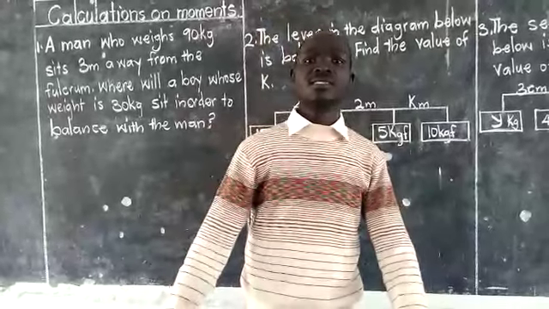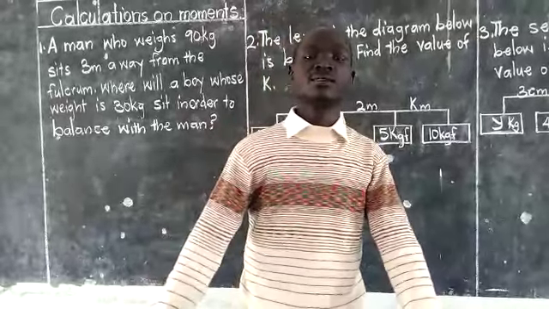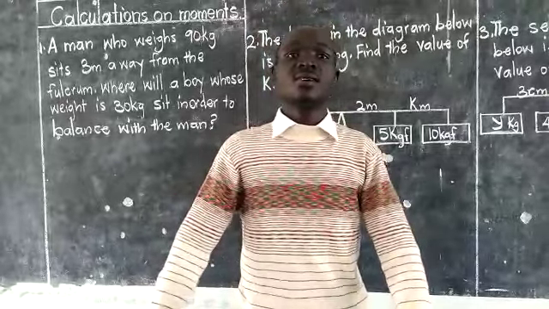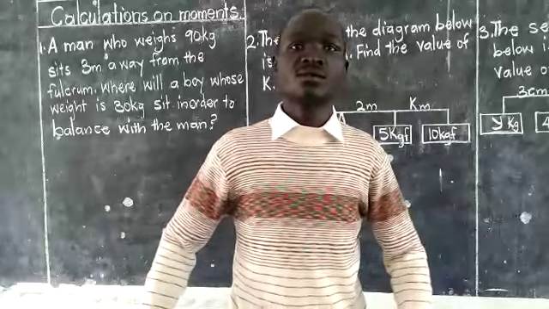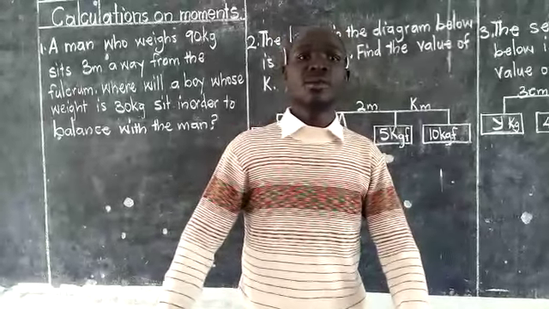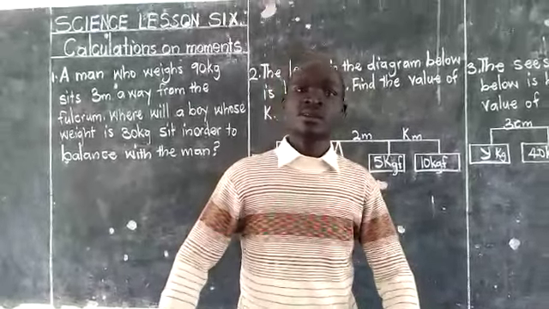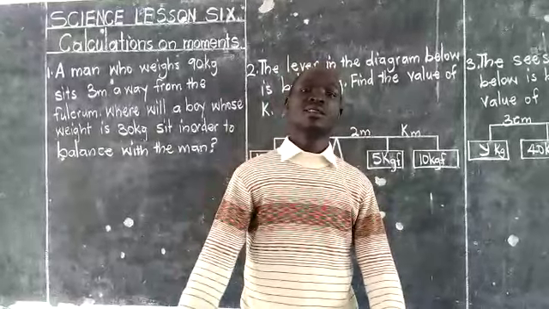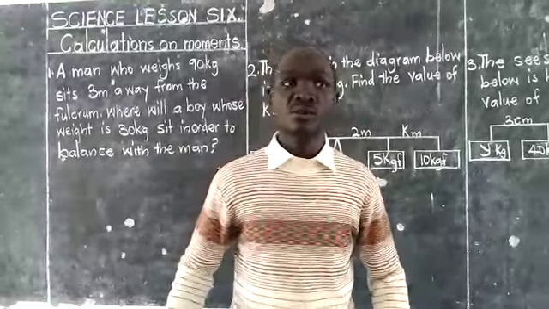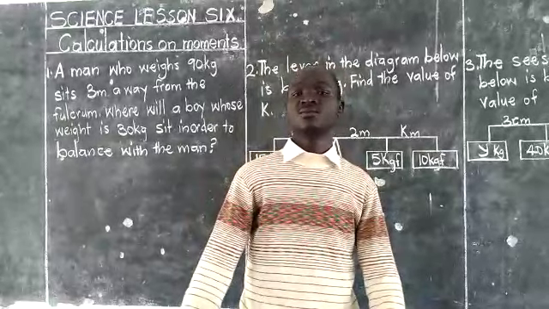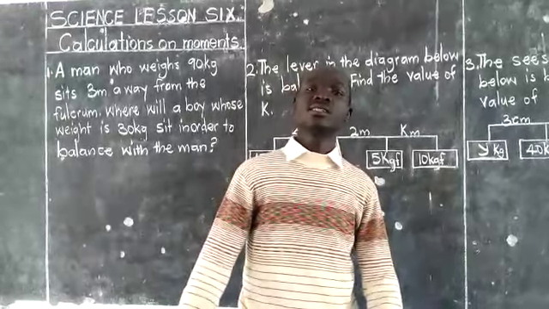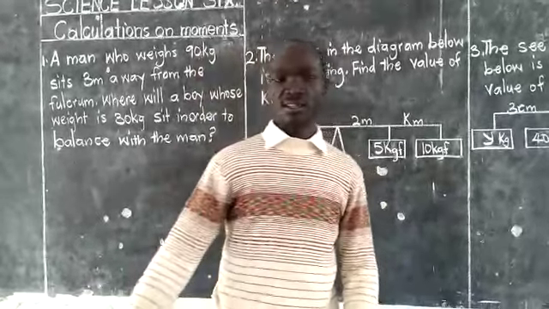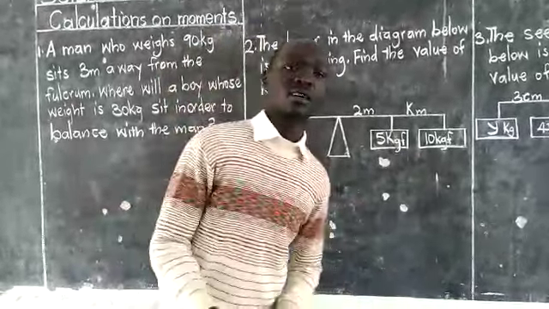I welcome you to Science Lesson 6 about calculations on moments. In our previous lesson, we looked at the definition of a moment, and we defined a moment as a turning force, and this turning force is about a pivot or the fulcrum. Pivot is a turning point of a machine, and our lesson is still about simple machines. Now, in this lesson, we are looking at calculations with some examples.